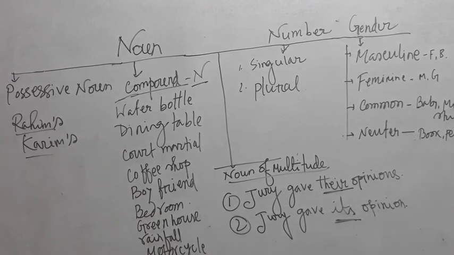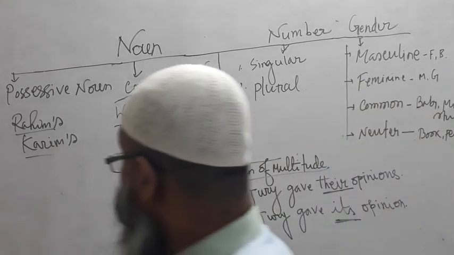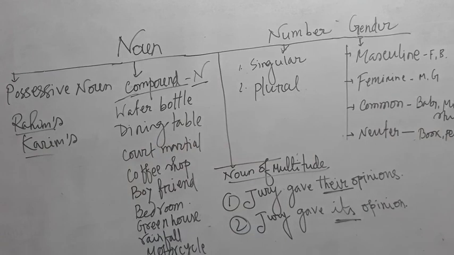Now, see the next parts of noun, and what I was telling you. See the next part of noun. See that another noun is possessive noun, and then compound noun, and number and gender. Those are the words which are related with a noun. Okay. Now let's see what is possessive noun.